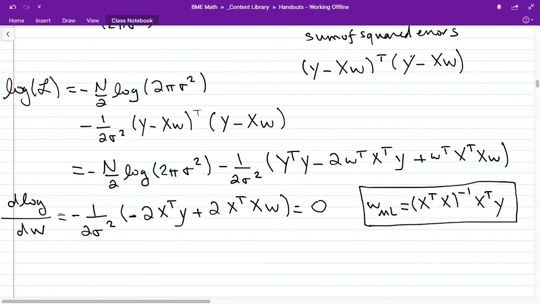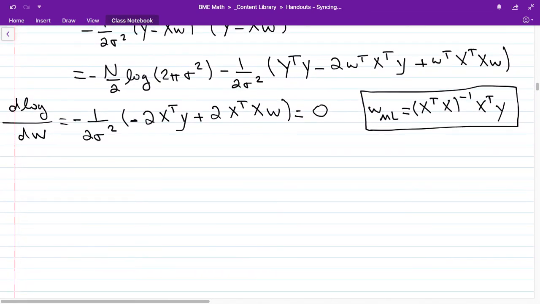So when we were minimizing the squared error, if we assume that our data is generated by a Gaussian noise model, then the maximum likelihood estimate of w is the estimate that minimizes the squared error. So under a Gaussian hypothesis about how our data is generated, minimizing the squared error is the same as maximizing the likelihood. Okay.